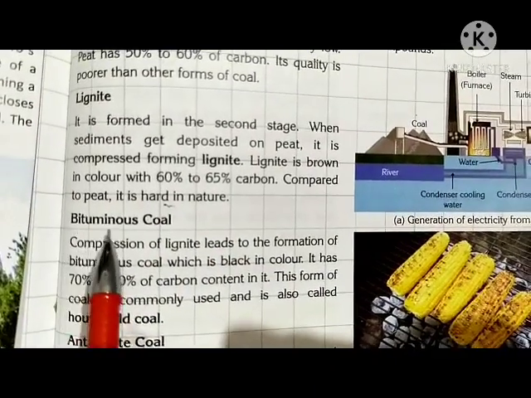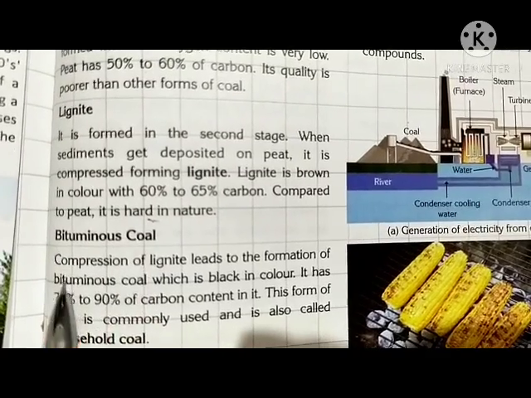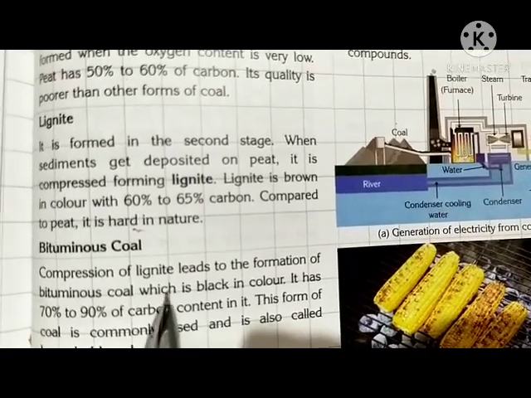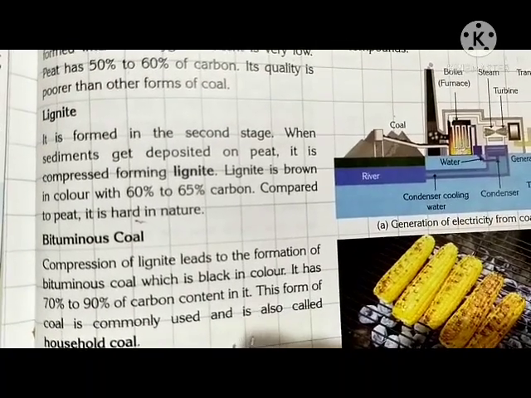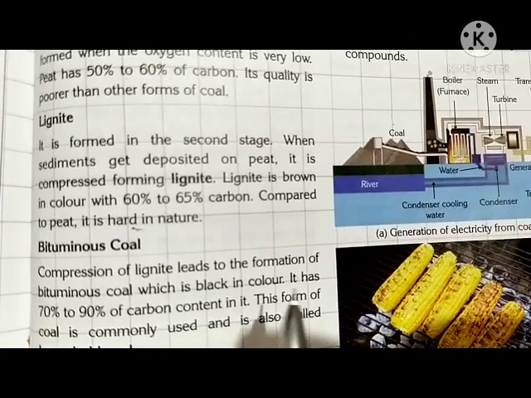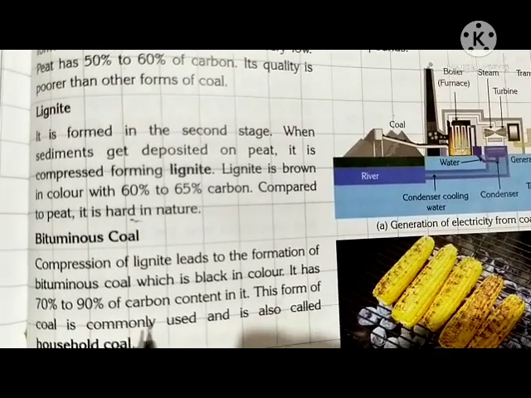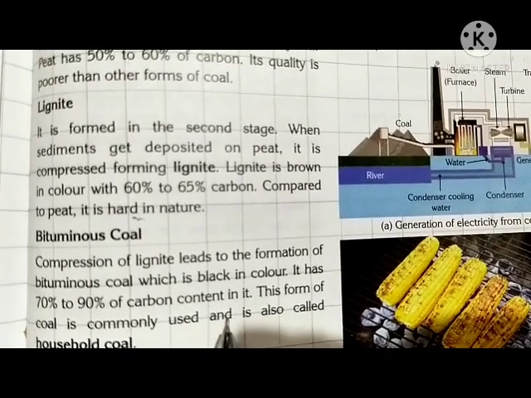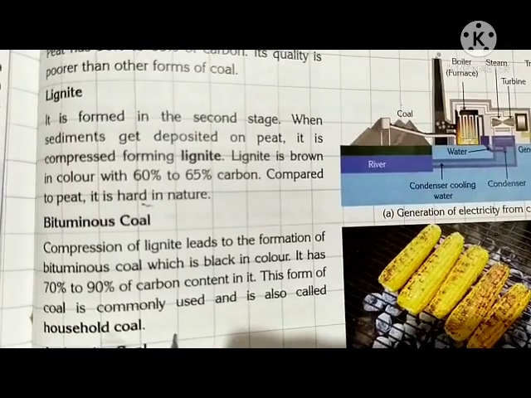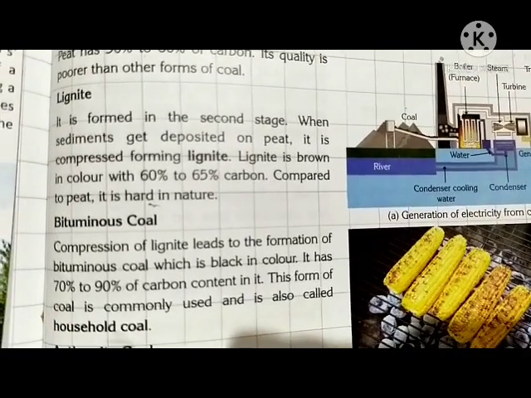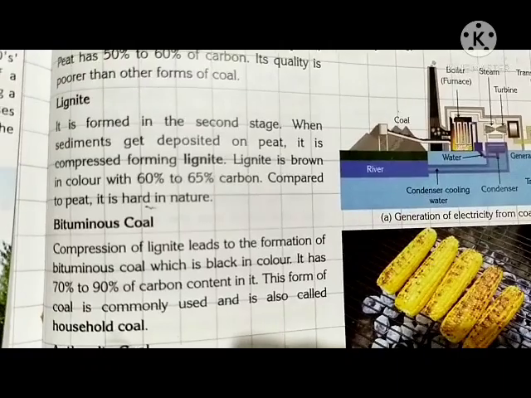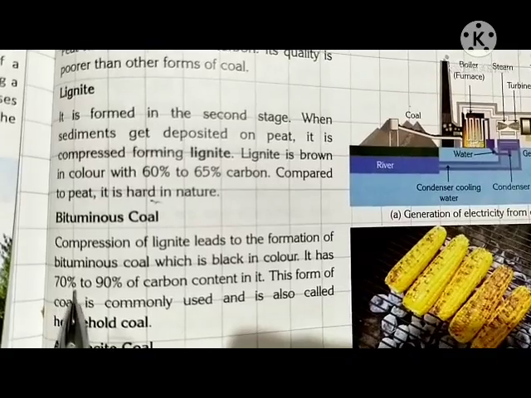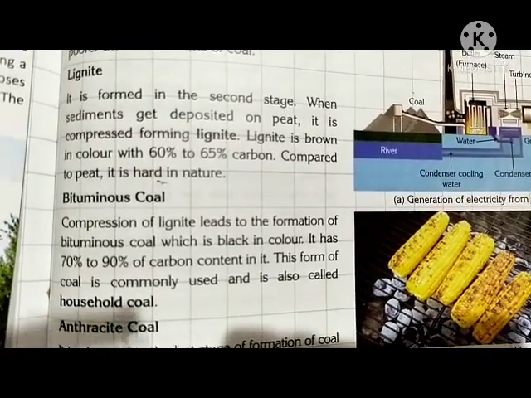Now bituminous coal. Compression of lignite leads to the formation of bituminous coal, which is black in color. It has 70% to 90% of carbon content. This form of coal is commonly used, and it is also called household coal. So students, the black coal we generally see in our house or any shop is bituminous coal.